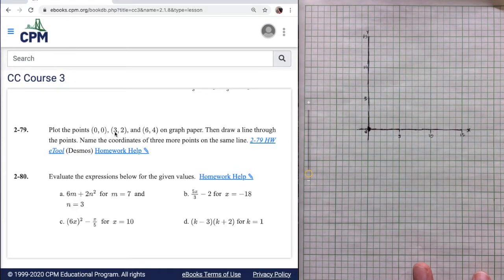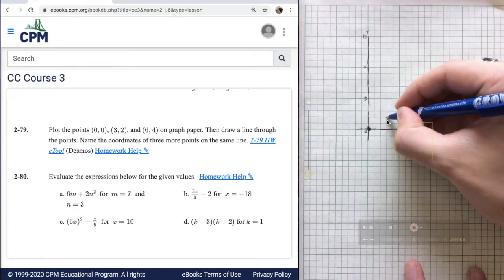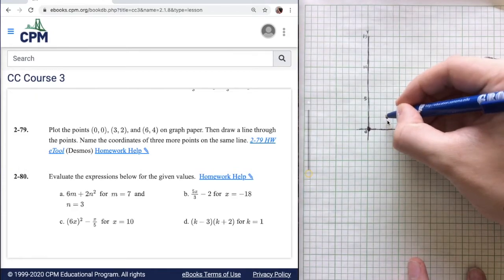Next point is going to be at 3, 2. So the first number is going to be in the x, how far along the horizontal it is. And the second number is how high up it is. So it's going to be 1, 2, 3, 1, 2. So this point right here is going to be 3, 2.